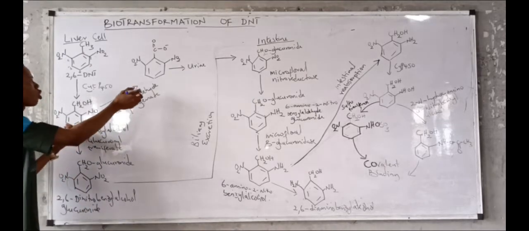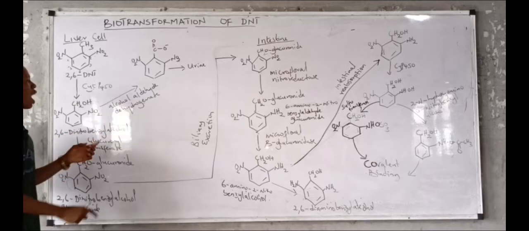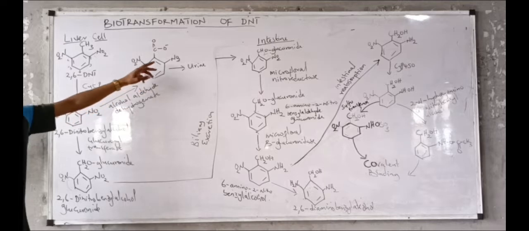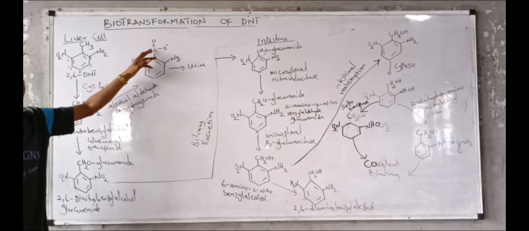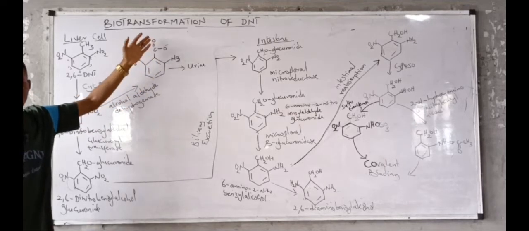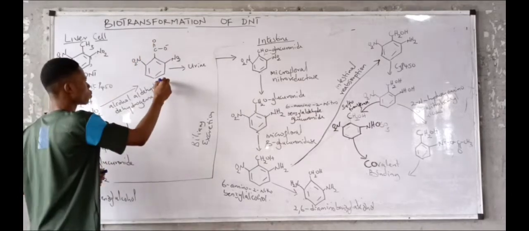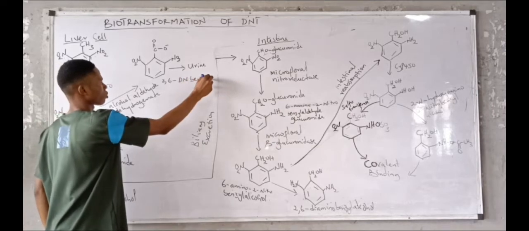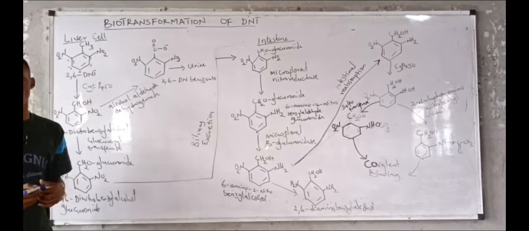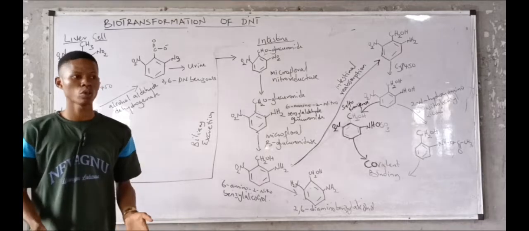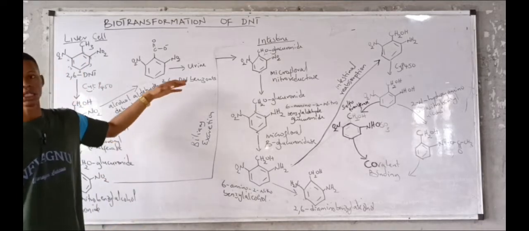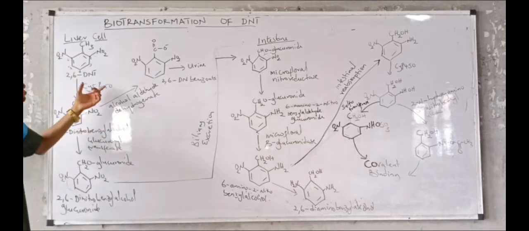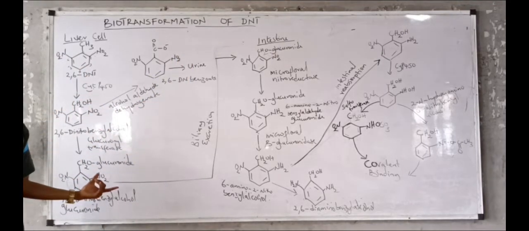It can be converted by alcohol aldehyde dehydrogenase. So what's the name of this? 2,6-dinitro-benzoate, right? So this is 2,6-dinitro-benzoate. And this 2,6-dinitro-benzoate is water soluble. So as it is water soluble, it can easily be excreted through the urine. But if it follows the other pathway, that is where the problem comes.